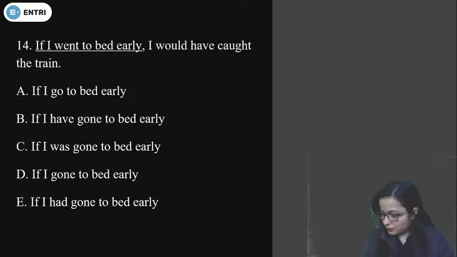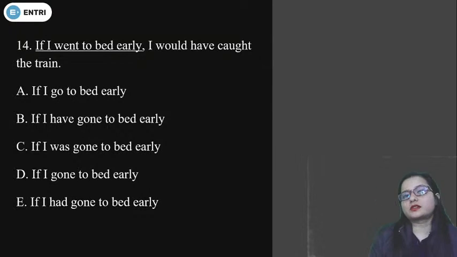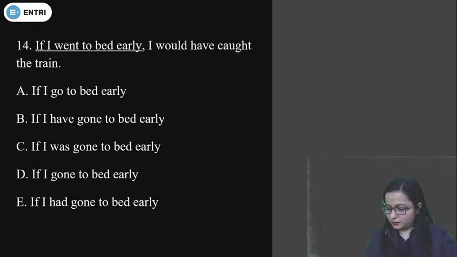Yes, Nasbiya, okay? Not specified, a certain country. Correct. Because the article is used to specify something, to make it definite. Okay, if I went to bed early, I would have caught the train. The very simple question. Okay, 14, you're saying E for the 14. If I had gone to bed, okay. What about other students? E, Abhi is also saying E.